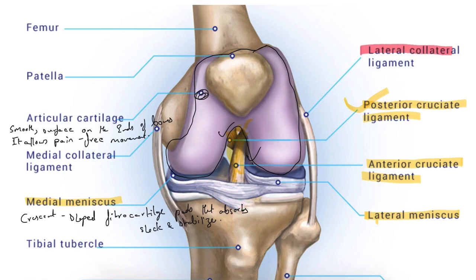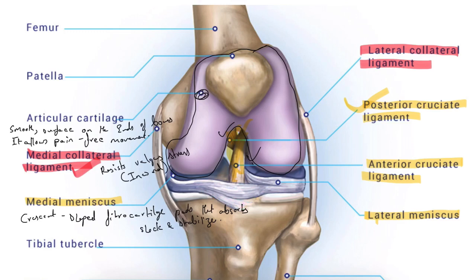Next we are going to see the lateral collateral ligament and medial collateral ligament. Their main function is as side stabilizers. The medial collateral ligament mainly resists valgus stress, that is inward stress.